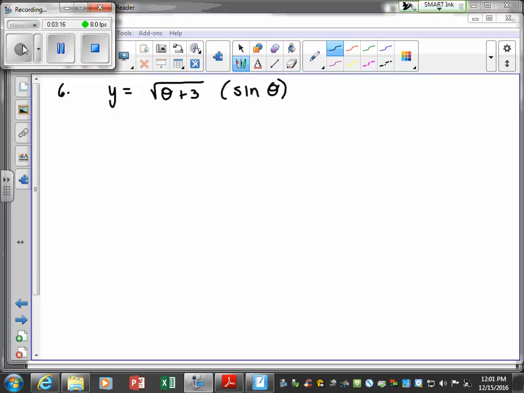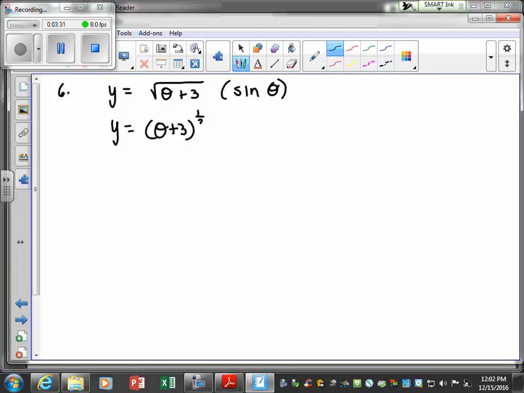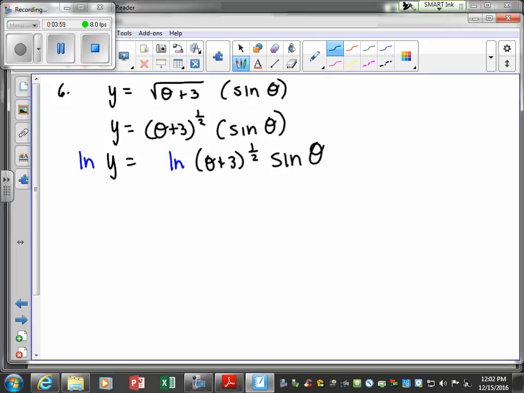Okay, so we're going to still practice using logarithmic differentiation to find dy/dx. Okay, first thing we want to do is rewrite this algebraically. Theta plus 3 to the 1/2 power. Okay, the next thing we do in each step, by our guidelines, is take the natural log of both sides. So we'll take the natural log of both sides. So we have natural log of y and we have natural log of this entire thing. So let's be careful to make sure it's in a parenthesis.